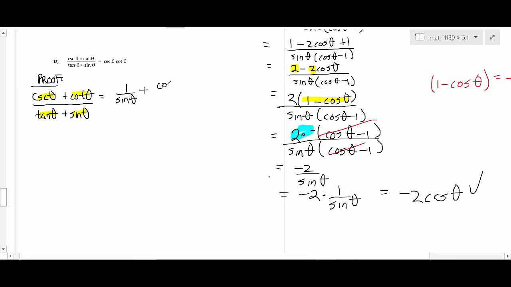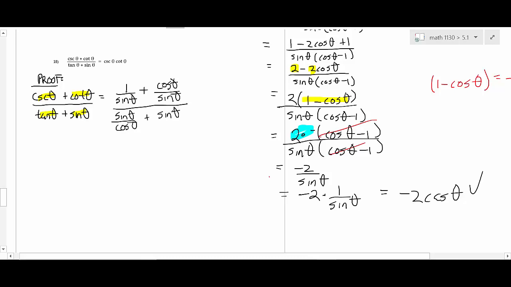Cosine theta over sine. Good. Okay, and then go to the bottom. How about the tangent? Sine over cosine. How about the sine theta? Should I do anything with that? No, because what I want you to do is have everything written in sines and cosines.